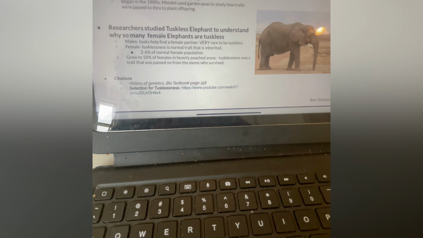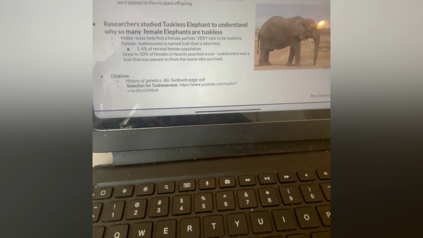2 to 6% of the normal female population are tuskless. This grew to 50% of females in the heavily poached areas. Tusklessness was a trait that was passed on from the moms who survived.